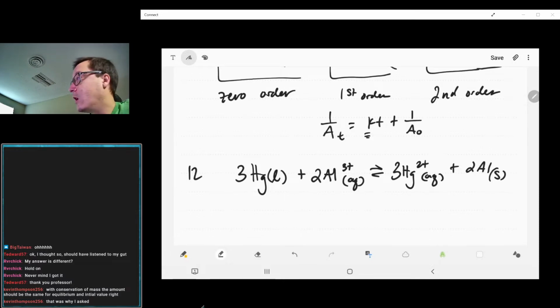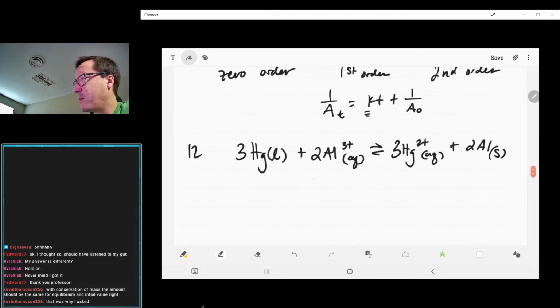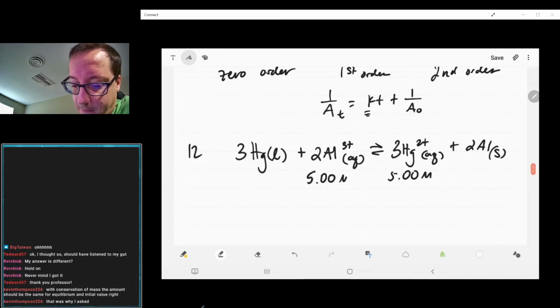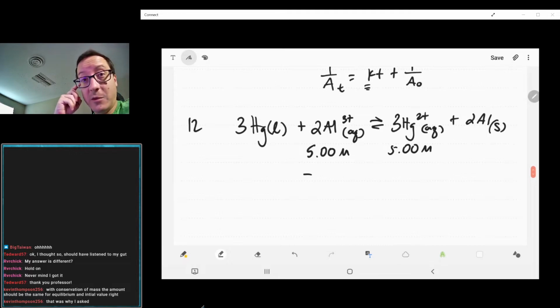Okay, so we're putting 5 moles of each of the ions in there. Somehow that seems really unlikely to be soluble at that concentration, but whatever. So it's 5 molar for both that we're starting with. And it also tells us that 27% of the aluminum will react. So that tells us, because aluminum is reacting, that we're going to be producing products.